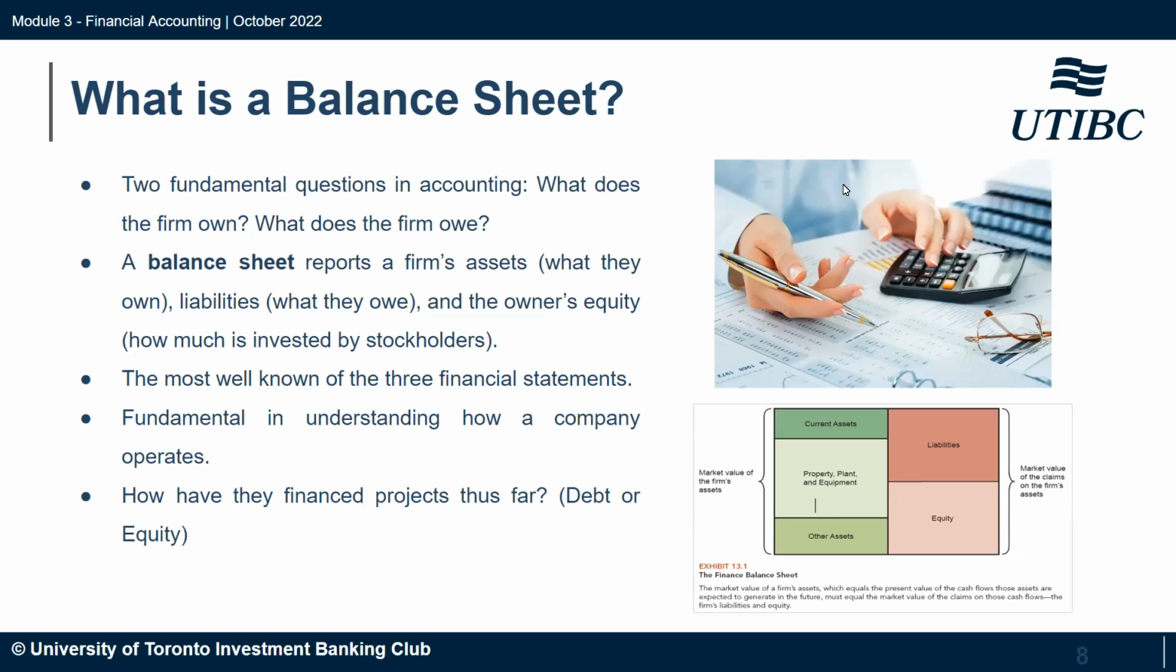It reports a firm's assets, so what they own, and their liabilities, what they owe to others, institutions, investors, and such, and the firm's owner's equity, which is how much is invested by the stockholders. The balance sheet is the most well-known of the three financial statements, and we'll be talking about it further in the other slides. It's fundamental in understanding the value of the firm and how they operate. For instance, we need to know the balance sheet to see how a firm has financed projects thus far.